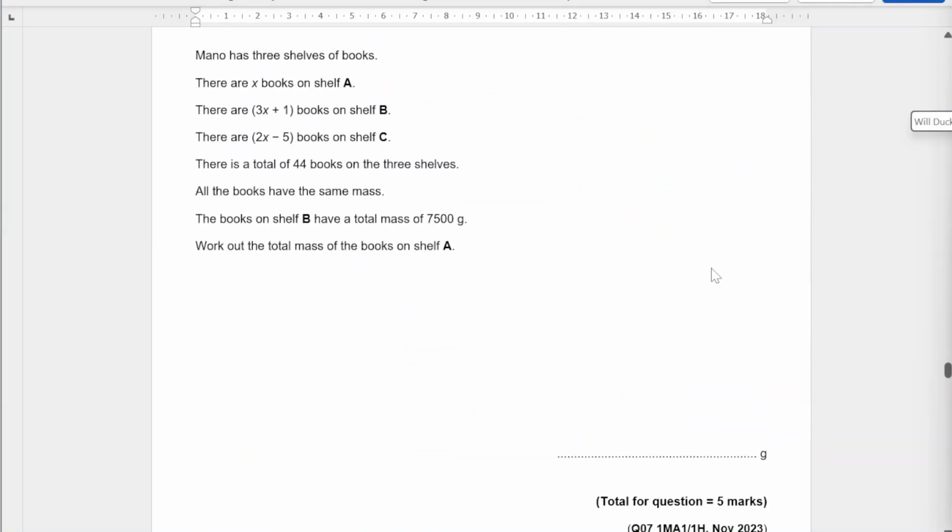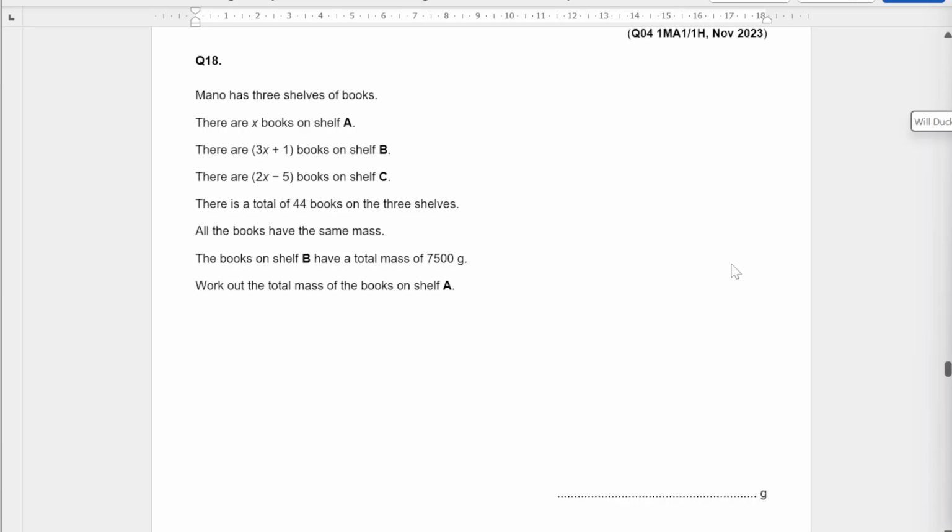Right, question 19. So Mano has 3 shelves of books. There are x books on shelf A, there are 3x plus 1 books on B, and 2x minus 5 on shelf C. There are a total of 44 books on the 3 shelves. All the books have the same mass. The books on shelf B have a total mass of 750 grams. Work out the mass of books on shelf A.